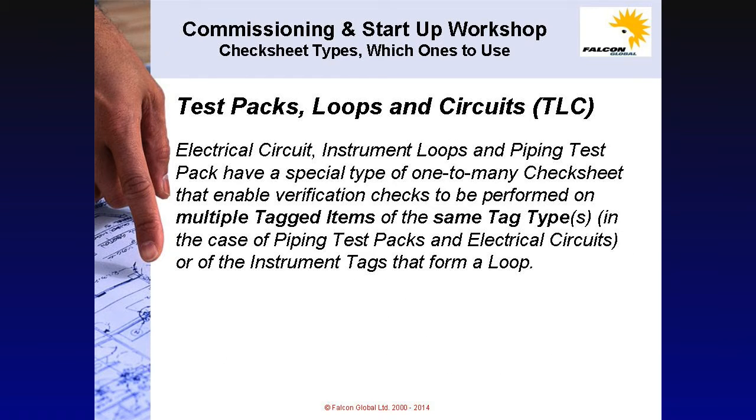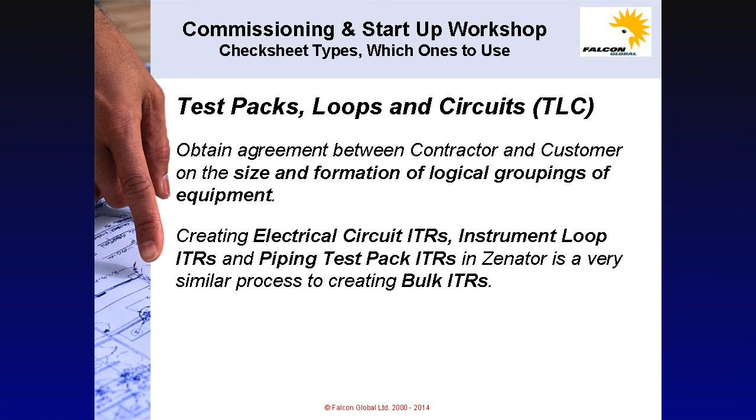Slides 235 and 236. Test packs, loops and circuits. Electrical circuit, instrument loops and piping test packs have a special type of one-to-many check sheet that enable verification checks to be performed on multiple tagged items of the same tag types. In the case of piping test packs and electrical circuit, or of the instrument tags that form a loop. Test packs, loops and circuits are TLCs.